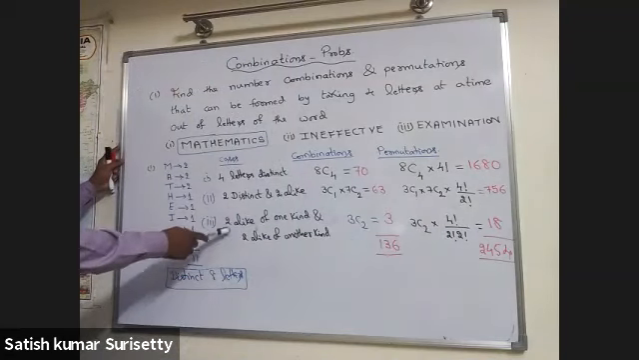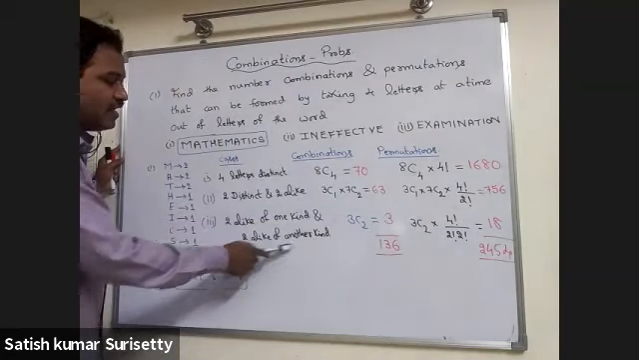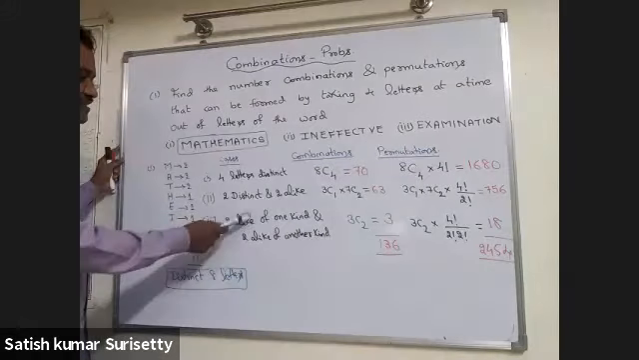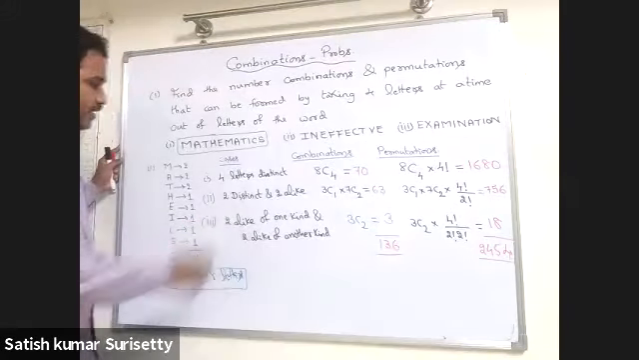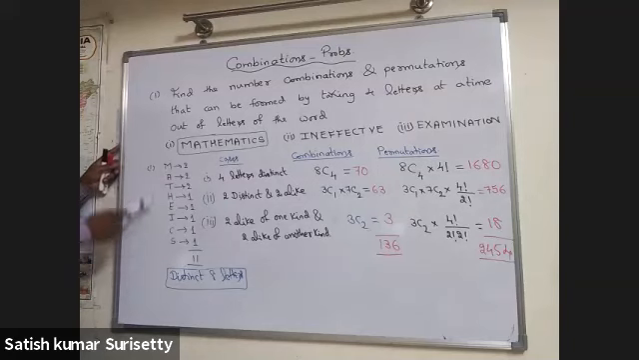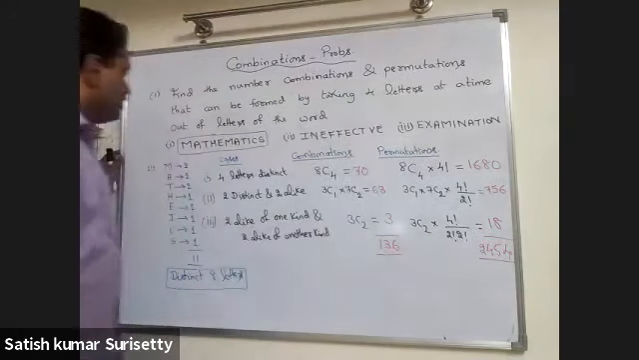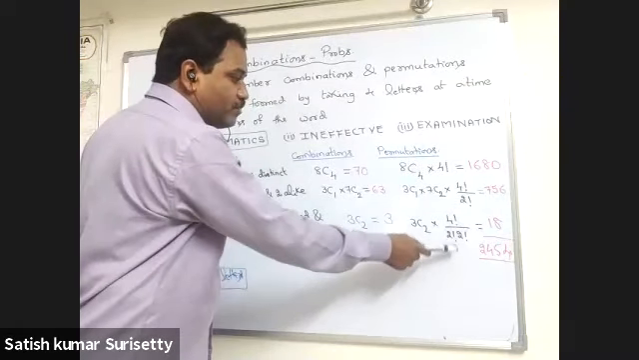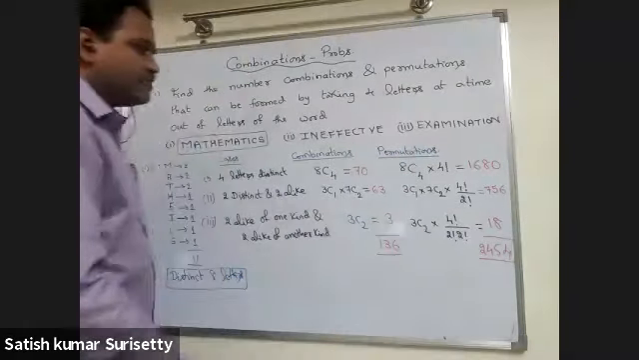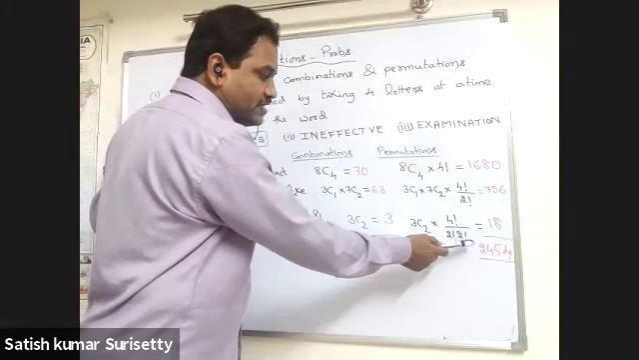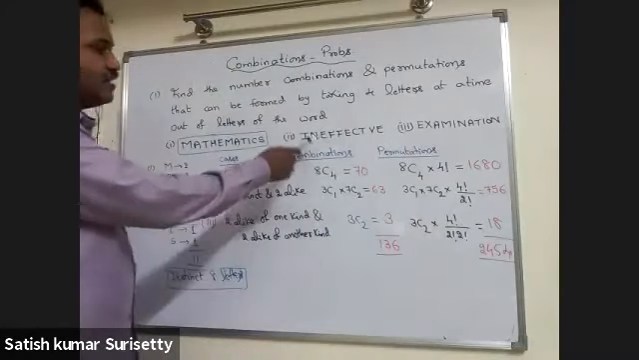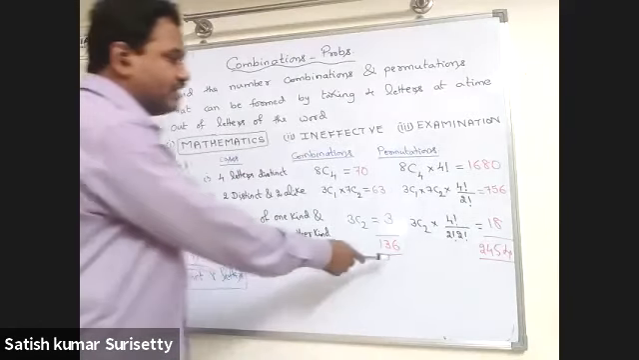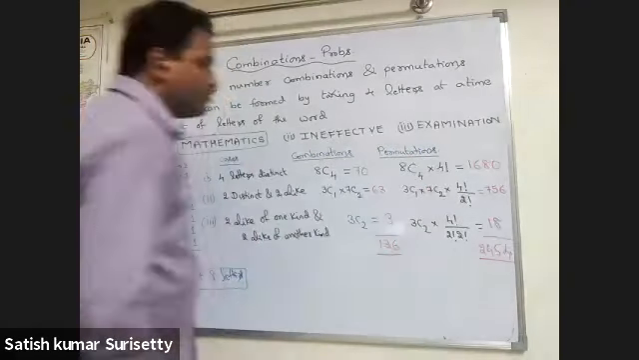Third possibility, 2 alike of one kind and 2 alike of another kind. Means 2 letters are the same, and another 2 letters are also the same. Those 4 letters have to come from either M, A, or T, that means you have to choose 2 among the 3. That is 3C2. Now after this selection, the arrangement will be 3C2 into 4 factorial upon 2 factorial, 2 factorial, because 2 letters are the same and again 2 more letters are the same. Now when you calculate the sum, the number of combinations is 136 and the number of permutations is 2484.